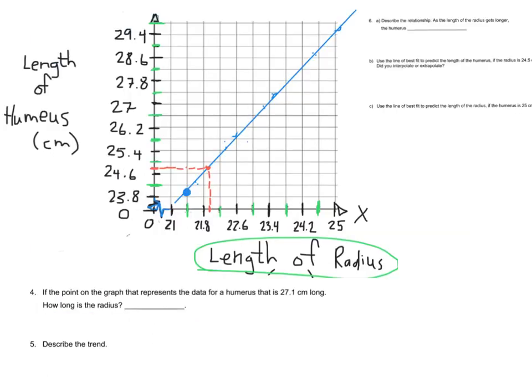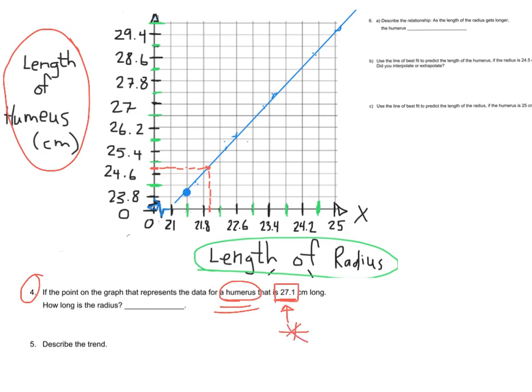Question number 4. If we look at question 4, it asks us if the point on the graph that represents the data for a humerus, that's very important, that is 27.1 centimeters long, how long is the radius? So it's giving you the humerus. Remember, this is the axis for the humerus. So we have to find 27.1 for the humerus and figure out what the associated length for the radius is on that blue line.